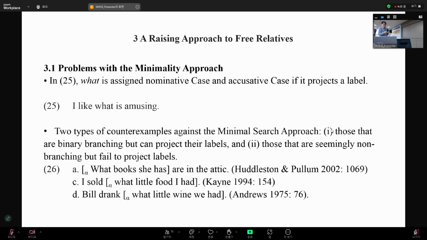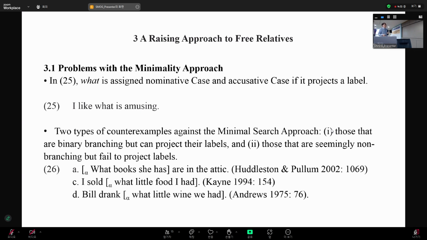Okay, now let's turn to the empirical problem of the projecting dislocated constituent. Okay, let's go to 25. In 25, one assigns case from the embedded T, and like assigns one more case to the what clause, which means that what is assigned two cases. I think this is a problem.